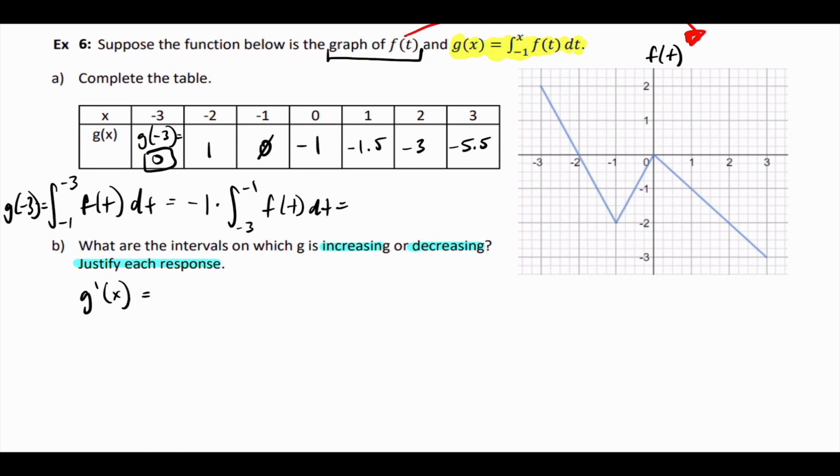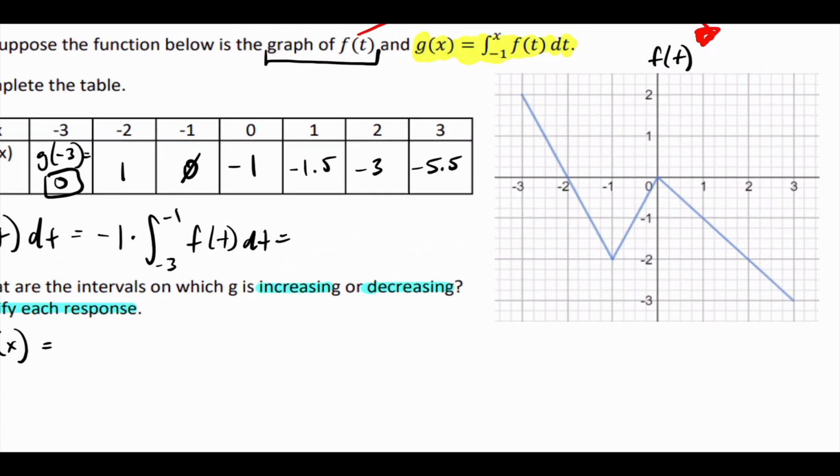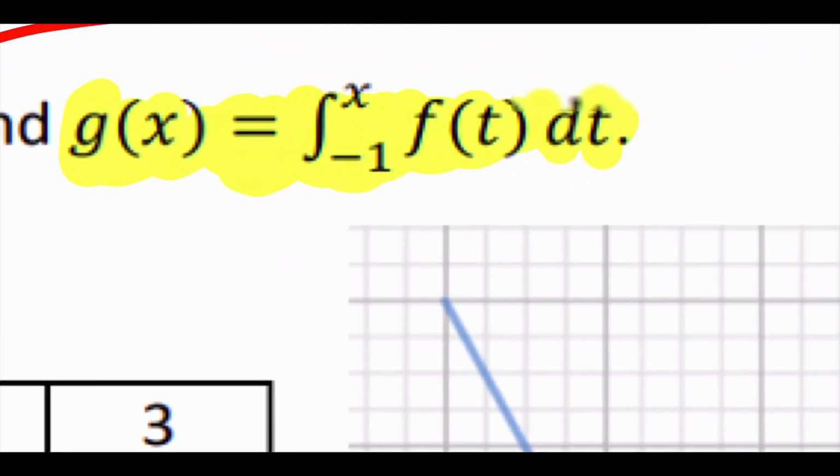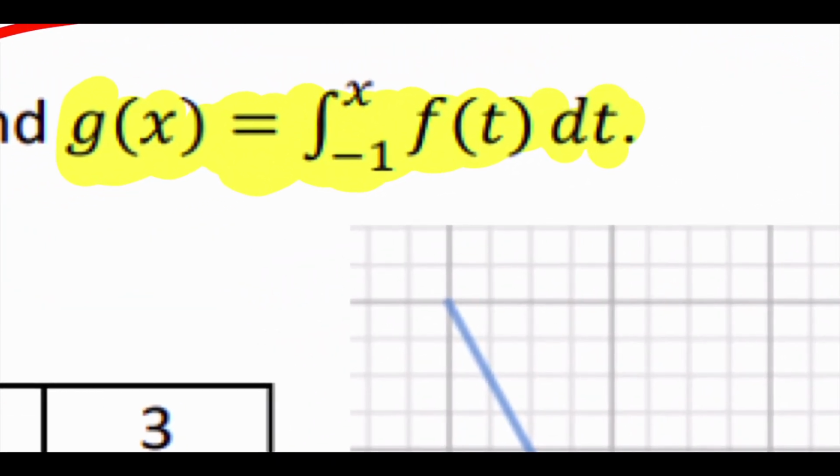Where is G prime? What is G prime? Well, first of all, what's G? We can't figure out G prime unless we know G. What is G? Yeah, we just talked about it a few minutes ago. G is that guy. It's an integral, area under the curve.